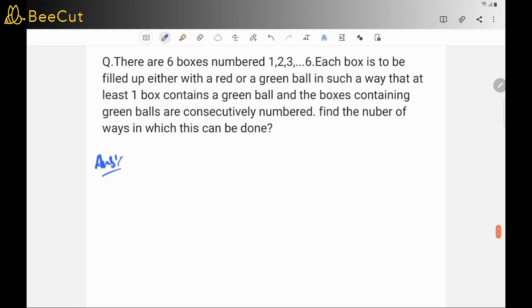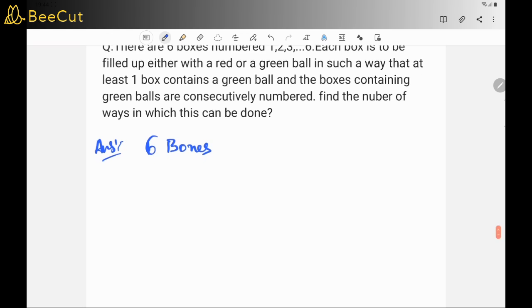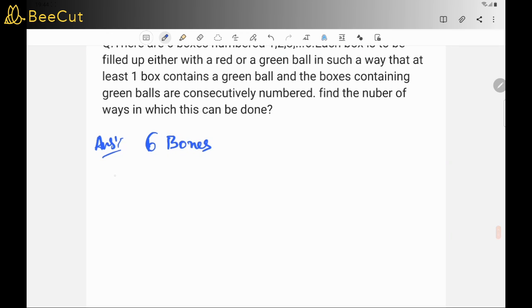Let us start with this question. This question states that there are 6 boxes numbered 1, 2, 3, 4, 5, 6. Each box is to be filled up with either a red or a green ball in such a way that at least one box contains a green ball. So we can fill the 6 boxes with at least one box containing a green ball. So there can be only 1 green, 2 greens, 3 greens, 4 greens, 5 greens and 6 greens.